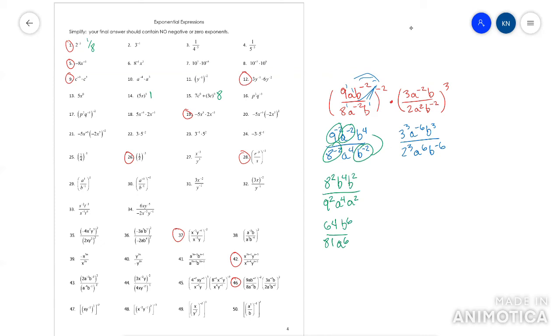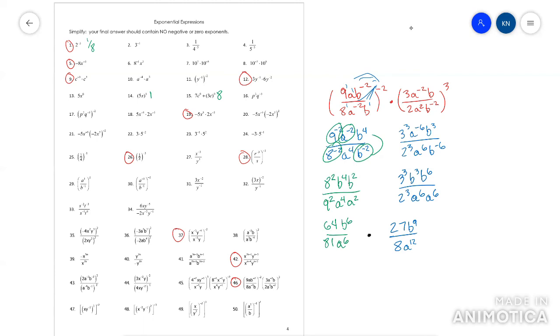I'm going to move everything with the negative exponent. Like this a negative 6 is going to the bottom. So it's going to turn into 3 cubed b3 b6 over 2 cubed a6 a6. So really, when you think about it, you have 27 b9 over 8 a12. All right, so now we're here, and we're back to multiplying these two things.